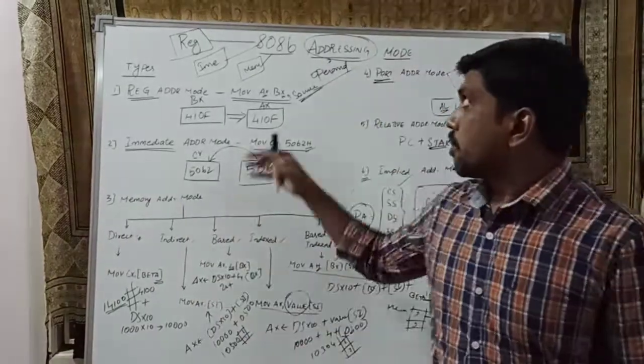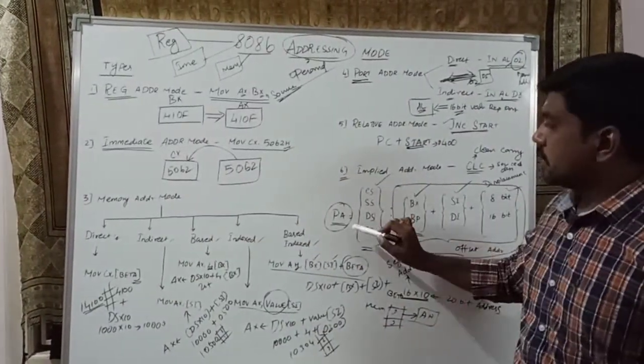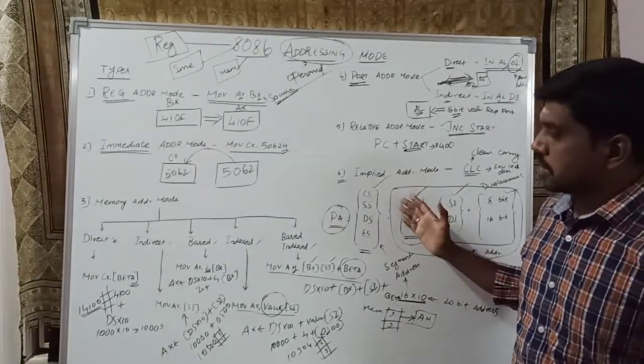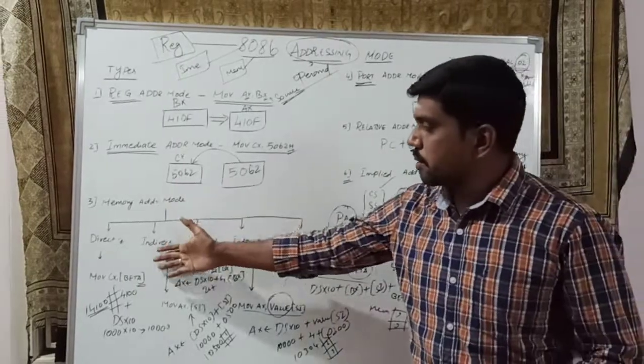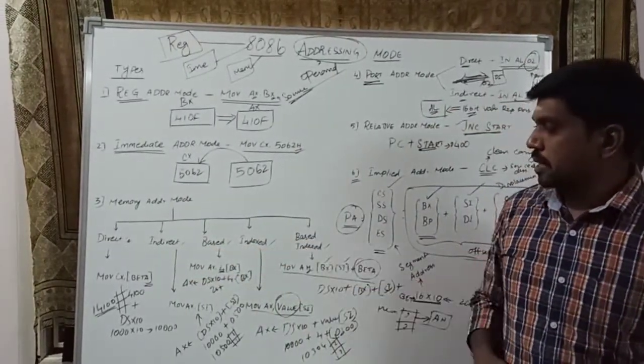So these are the types of addressing modes. You should be clear on how to find the physical address. It's very important. If this concept is clear, you can easily solve direct and indirect, based index and based indexed addressing mode problems.